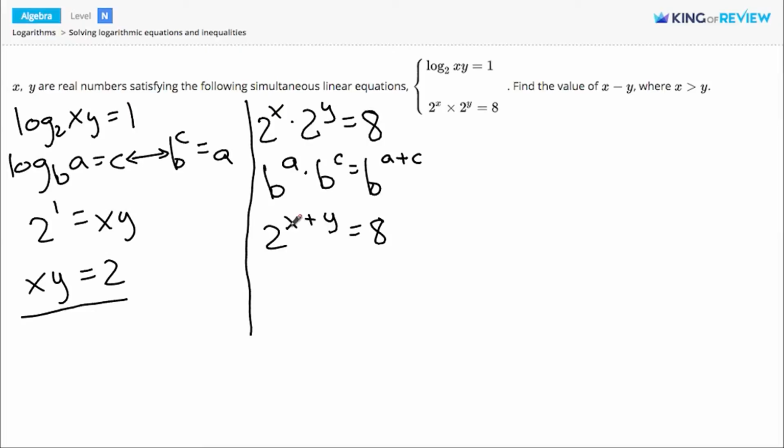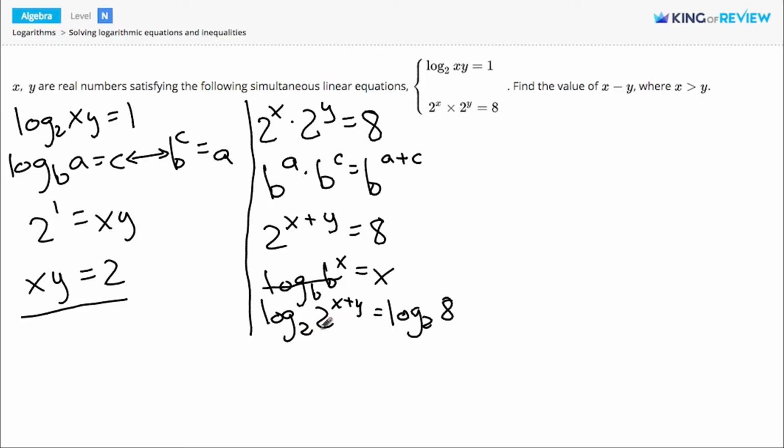Now I'd still like to get this problem as x plus y by itself rather than x plus y in an exponent. So we'll use one more property of logs that says if we have the log base b of b to some power x, the log and the b cancel each other out and we're just left with x. So with that in mind, I'd like to take the log base 2 of both sides of our equation, since we have 2 to the power x plus y. The log base 2 of 2 to the x plus y cancels out and we just get x plus y.